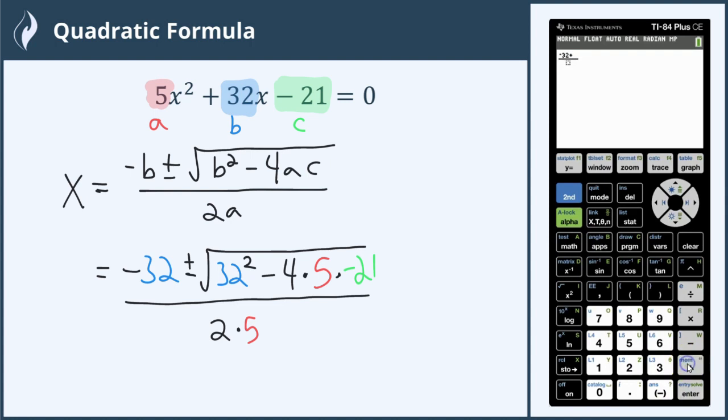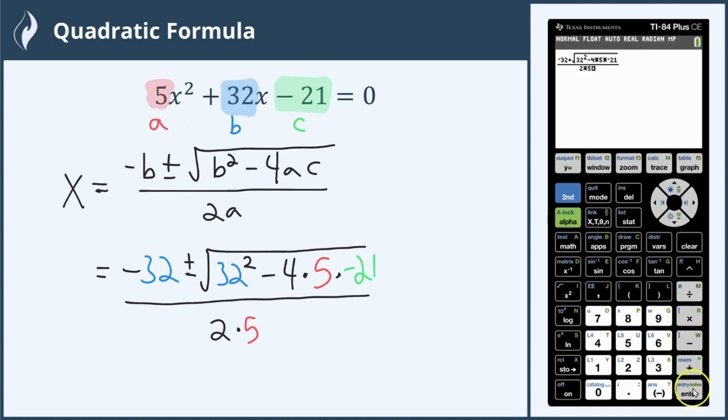Now we're going to be able to input what we wrote. So negative 32, and we'll start with the plus, the square root of 32 squared. And then we'll have our minus 4 times 5 times negative 21. Now that's going to go all over 2 times our 5. And once we do that, we're going to have our first answer, which is 3/5.